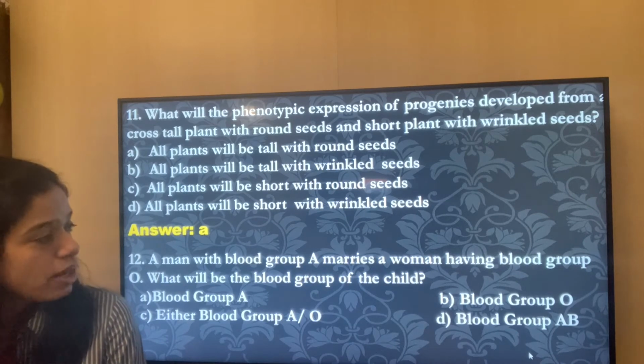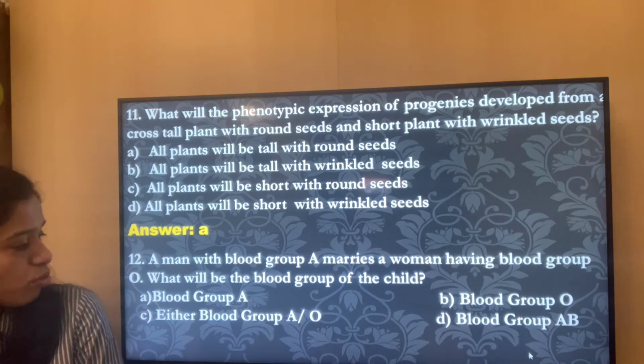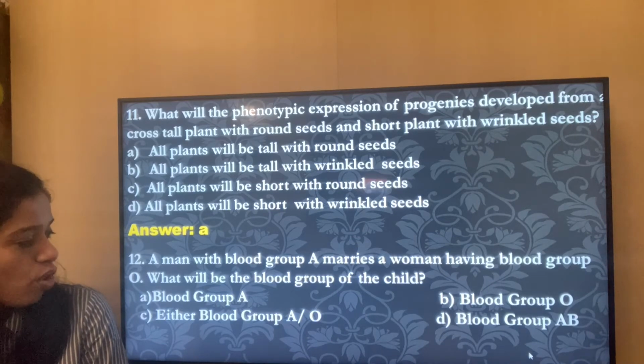A man with blood group A marries a woman having blood group O. What will be the blood group of the child? It will be either blood group A or O.